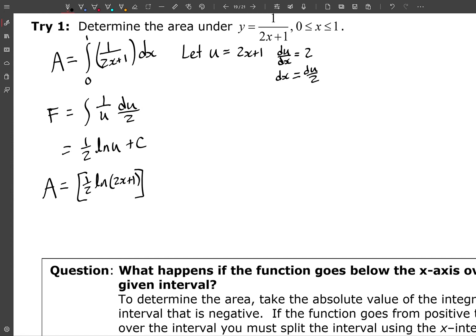from 0 to 1. There we go. A lot of you probably could have seen this one in your head without using the substitution method, but I wanted to practice using the substitution method, so I did.